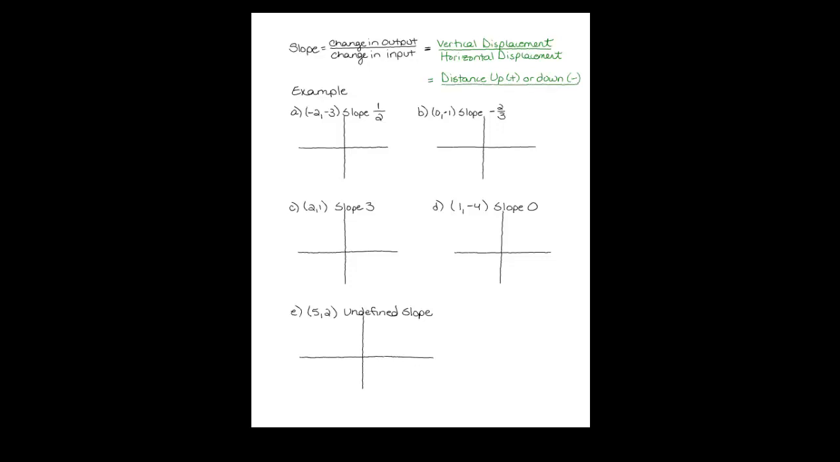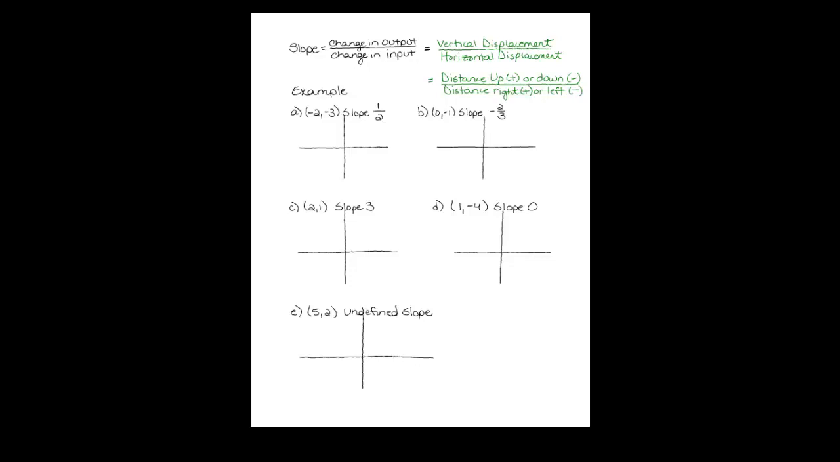Similarly, in the denominator, it's going to tell you the distance right or left. If the number is positive, you're going to move to the right. If it's negative, you're going to move to the left from that starting point. So let me show you how this works.